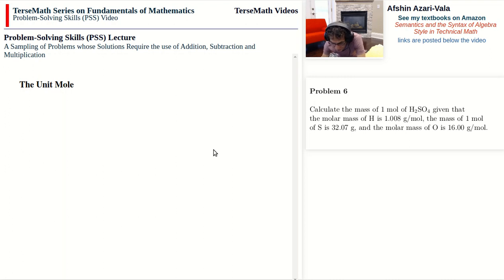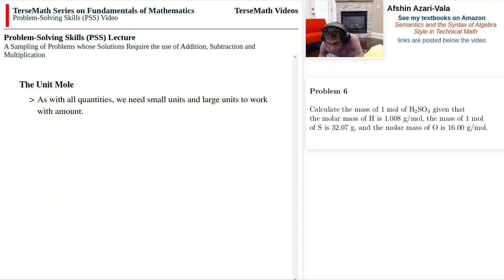So let's talk briefly about the unit mole. As I said before, we need to have small units and large units to work with amount. Like every other quantity, for mass we have milligram, even smaller units like microgram, to work with masses which are tiny. And we also have larger units of mass, such as gram, kilogram, megagram, to work with masses which are much larger. And the amount is no exception.